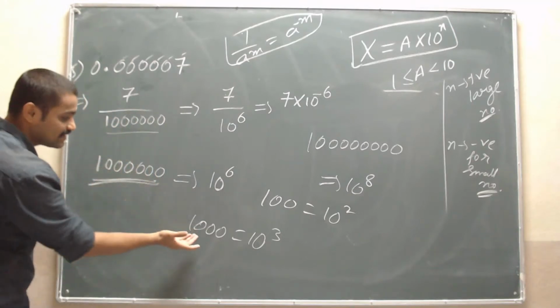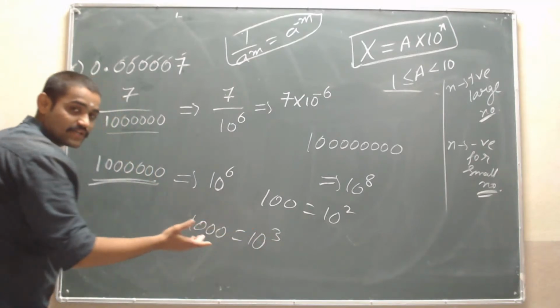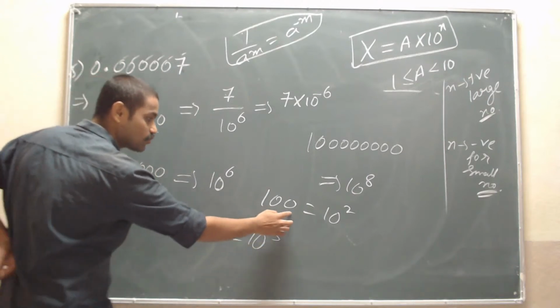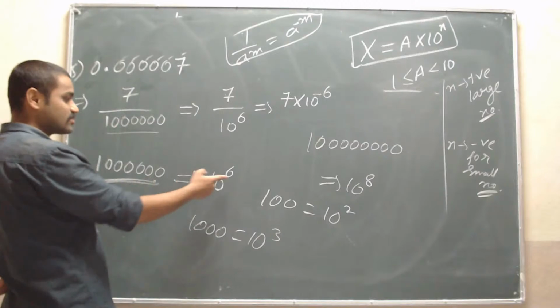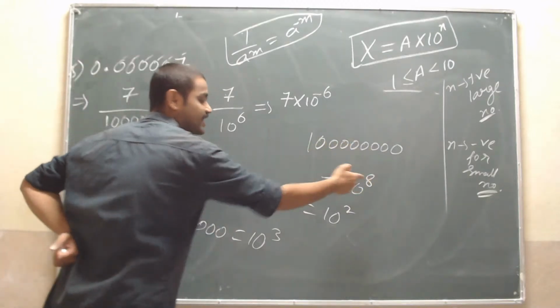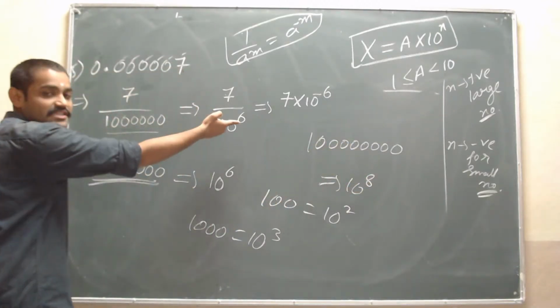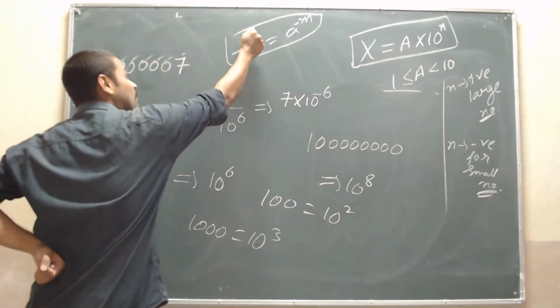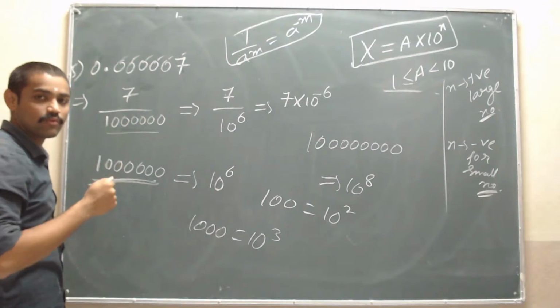Why, sir? See here. 1000 is converted to 10 to the power of 3, that is 1, 2, 3 zeros, so we put 3. If there are 2, we put 2. Here there are 6, so we put 6. Here there are 8, so we put 8. That is why here it is 6. Is it clear? Then, sir, now apply the 1 by a to the power of m formula.